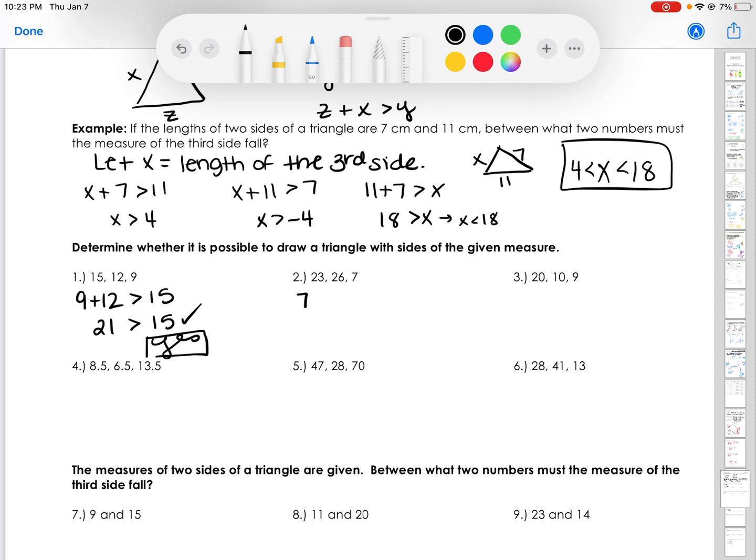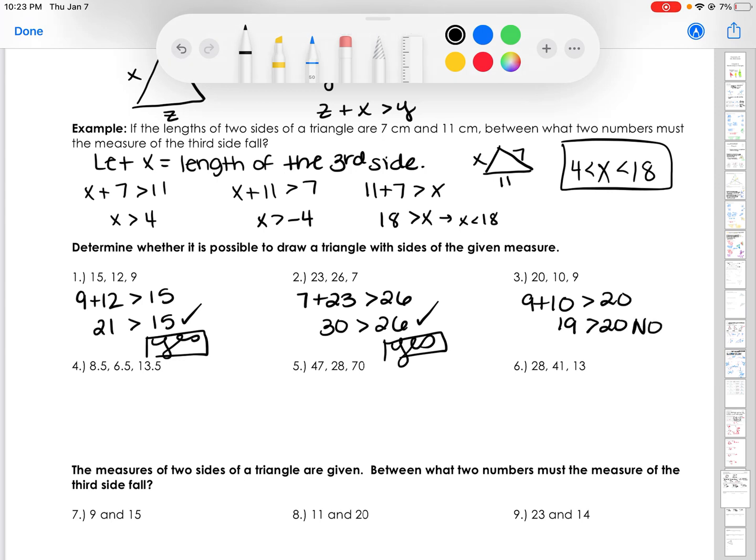Again, take your two smallest. So 7 plus 23, is that greater than 26? 7 plus 23 is 30. So absolutely, we're in good shape here. Yes, we can draw a triangle. Again, 9 plus 10, is that greater than 20? Well, that's 19. Is 19 greater than 20? No, it's not. I can't form a triangle. If I tried to connect these three pieces, they're never going to reach.